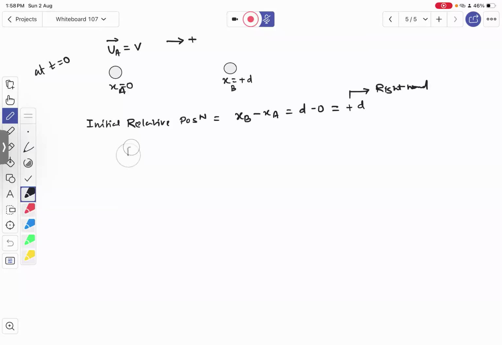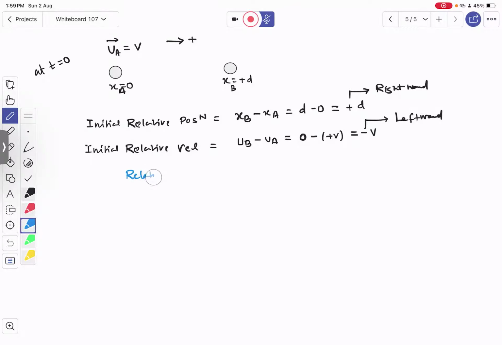Now the initial relative velocity. That will be initial velocity of B minus initial velocity of A. The initial velocity of B is 0, and A is having plus V, no? So 0 minus plus V will be how much? That is going to be minus V. So minus telling us it is moving leftward, but with what speed? V. Next is relative acceleration. So relative acceleration will be acceleration of B minus acceleration of A. Acceleration of B is plus A minus 0, so we get plus A. So plus telling us here that it is rightward.